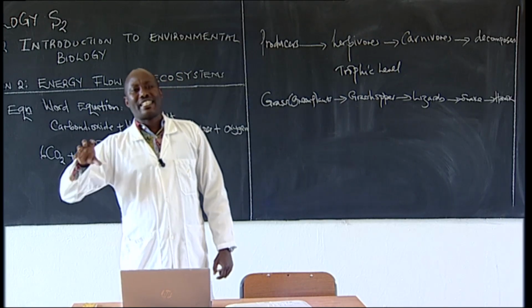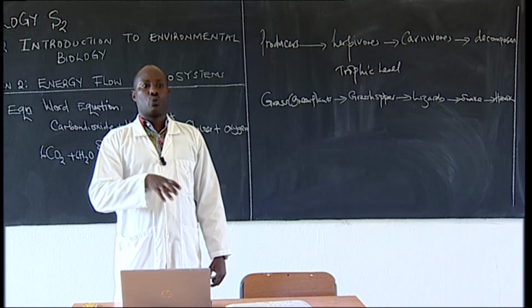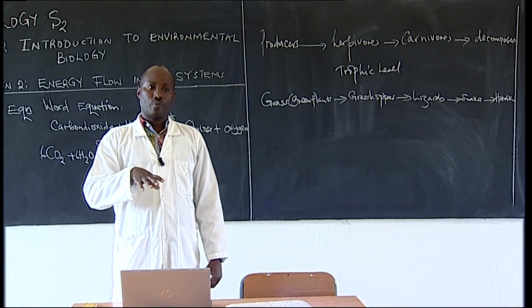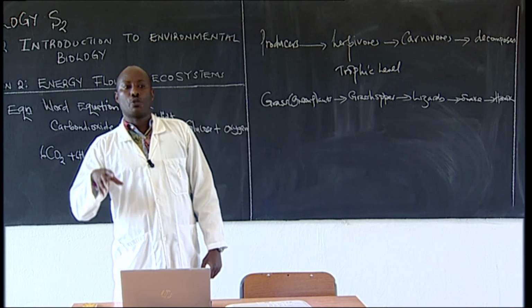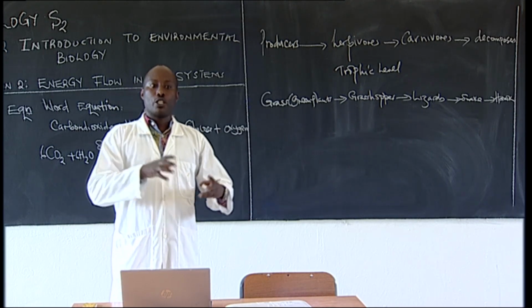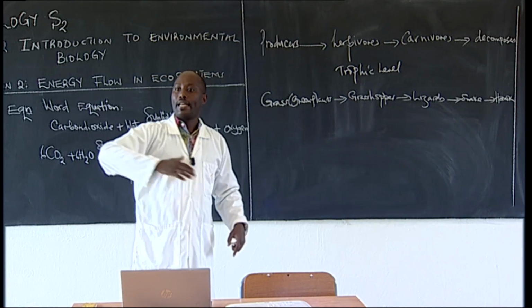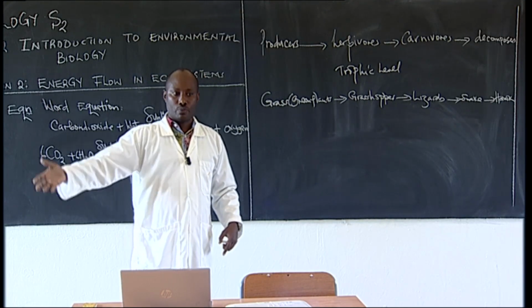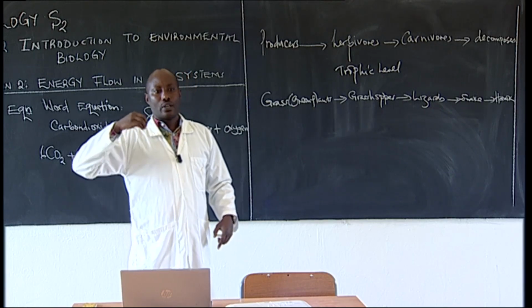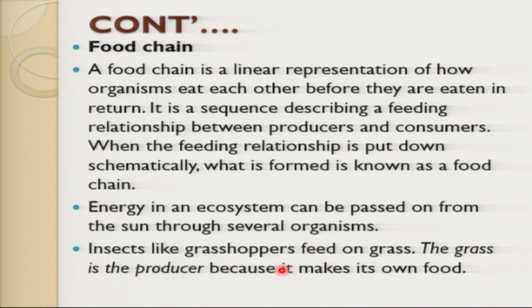So it is a sequence that describes the feeding relationship between producers and consumers. When the feeding relationship is put down schematically, what is formed is known as a food chain. That is what you call a food chain. Feeding sequence or energy transfer from one organism to another organism. So energy in an ecosystem can be passed on from the sun through several organisms.